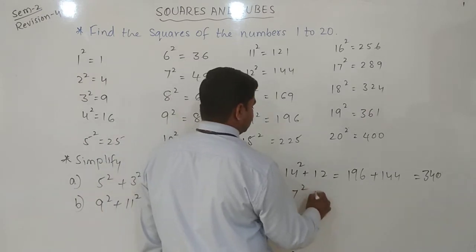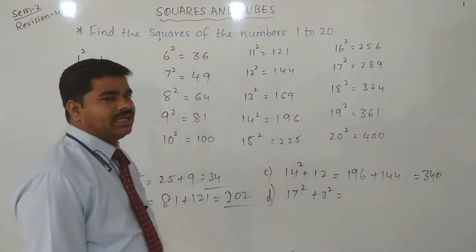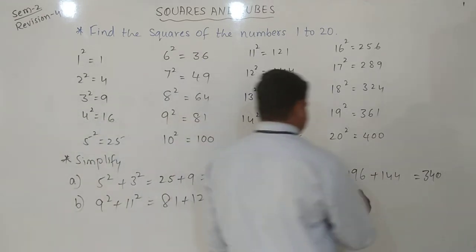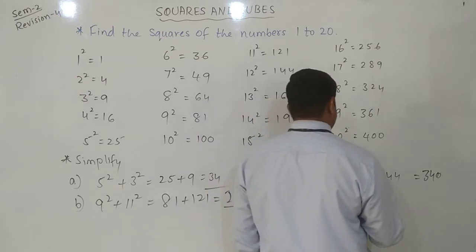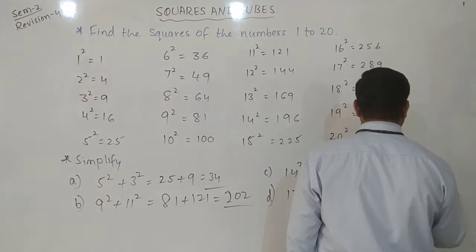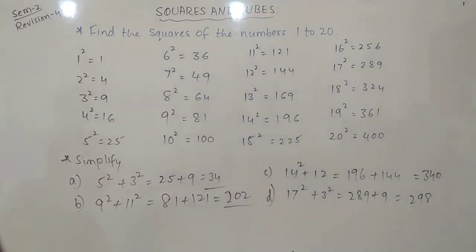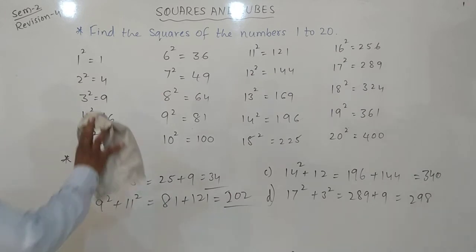17 square plus 3 square. What is 17 square? 289 plus 3 square, 9. 298 is the sum. Yes, like this subtraction also you can take. Yes or no? Write this. Very simple simplification of the square numbers.